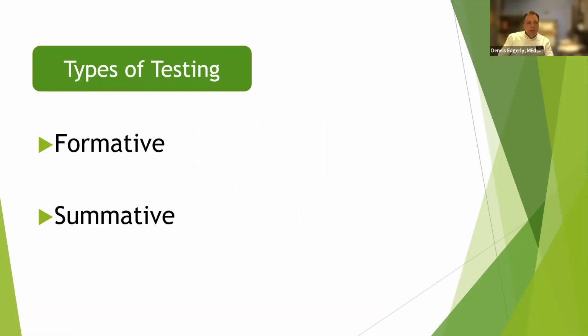Perfect. When we look at testing, there are two primary areas we do this: formative and then summative. And just to clarify some definitions, formative is the process where we're helping students learn. We want them to make errors so that they can learn from their errors. We want them to grow from their errors.